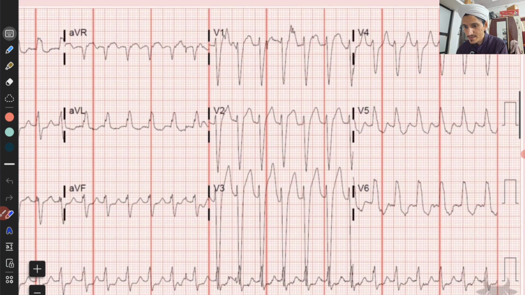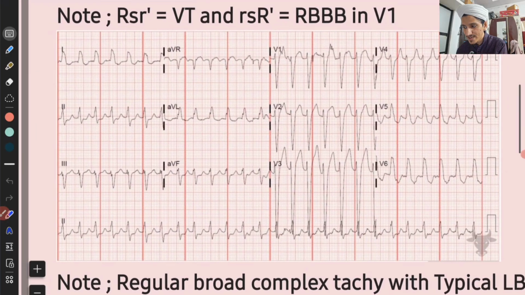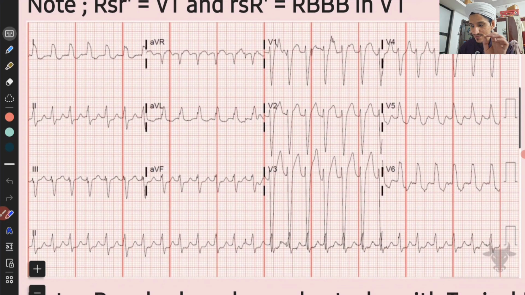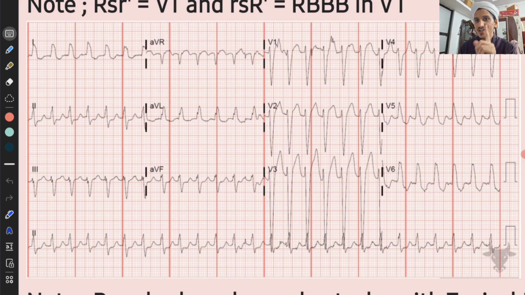See here, very important. This is not VT actually, remember, this is not VT. This is a wide QRS complex with typical bundle branch block. This is SVT.